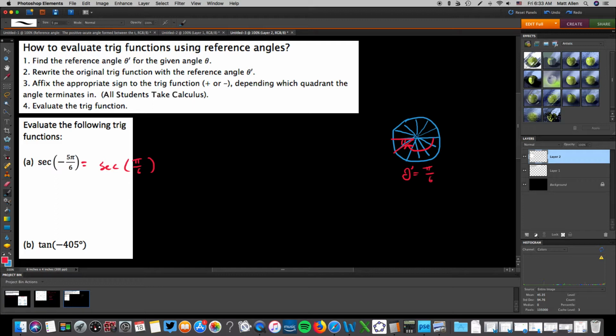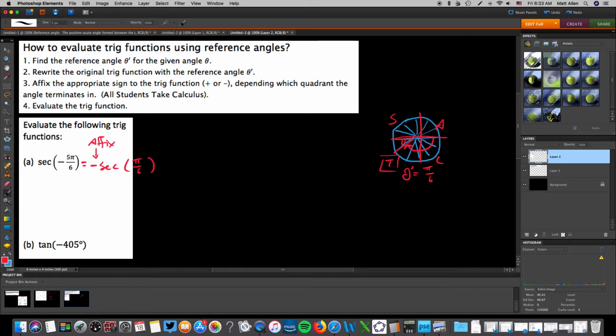The next thing I want to do, number 2, is rewrite the original trig function with the reference angle theta prime. So you see I've done that here. Step 3 is to fix the appropriate sign to the trig function, plus or minus depending upon which quadrant the angle terminates in. So we split this up into 4 quadrants and use the All Students Take Calculus approach. I noticed that this terminates in the third quadrant, and the only functions positive in the third quadrant are tangent and cotangent, which means my secant value here is negative. So here's where we've fixed the sign.